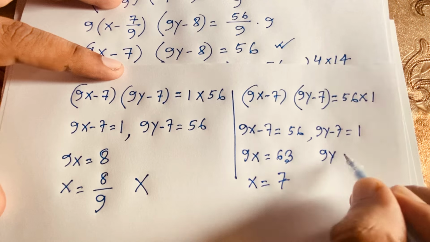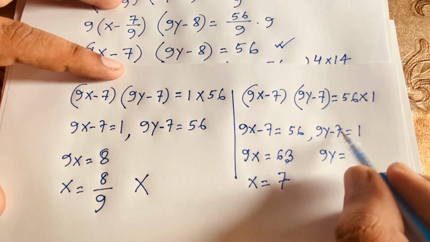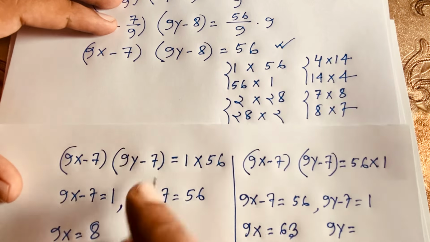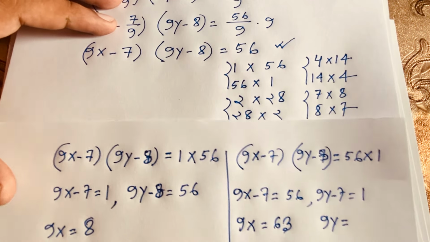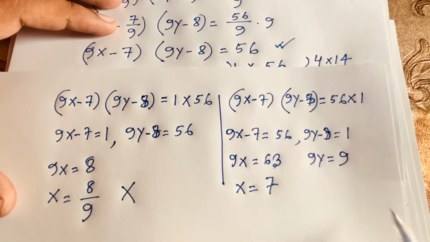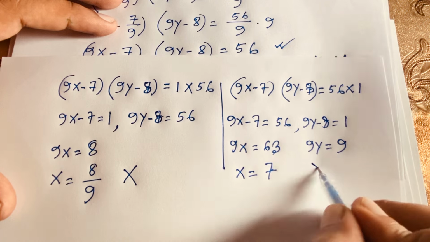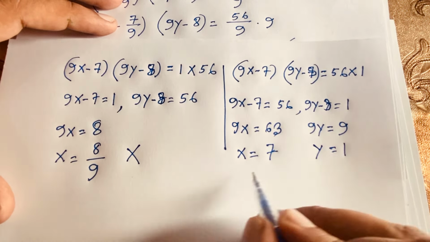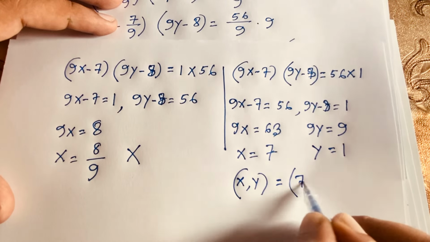And here 9y is equal to, look, 1 plus 7. Sorry, it is not 7, it is 8. Now here 8 plus 1 will be 9. So you can see easily 9, if I divide both sides by 9, we will find out y is equal to 1. So it is a real answer, because here is no fraction. So x and y will be 7 and 1.